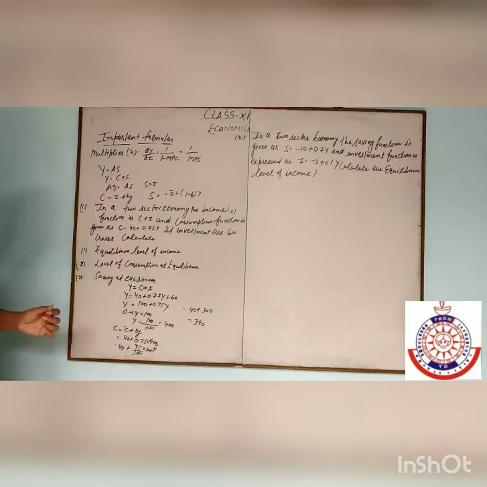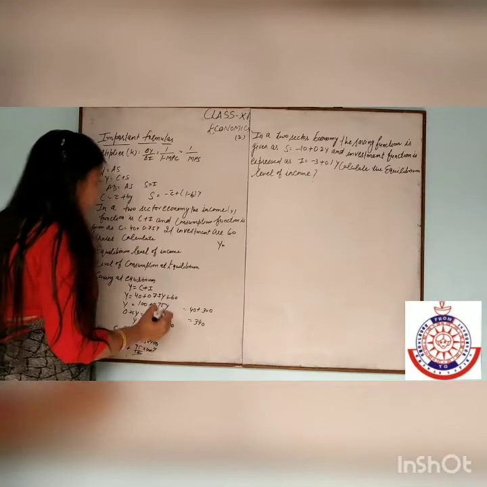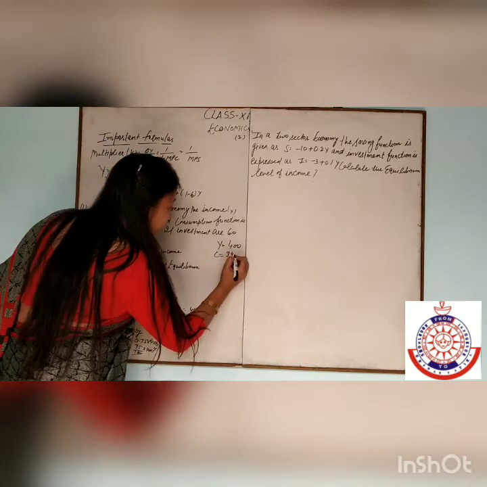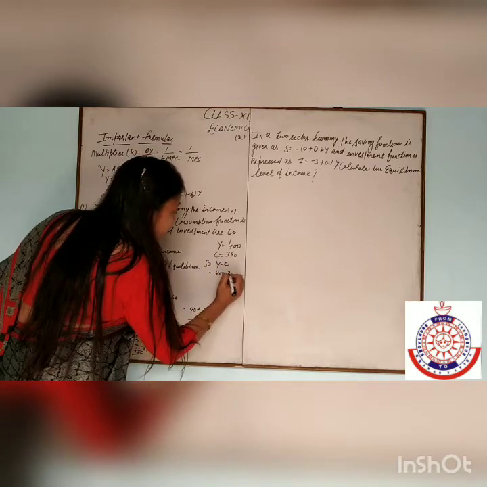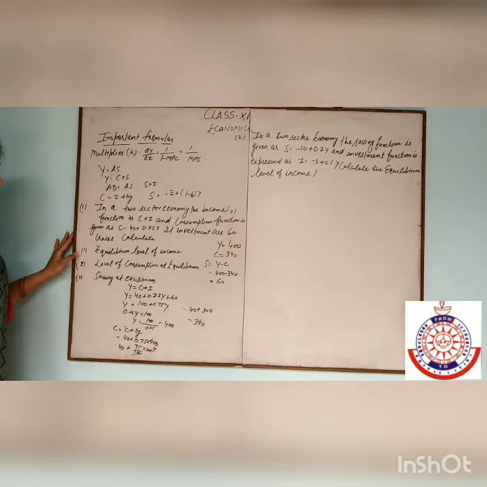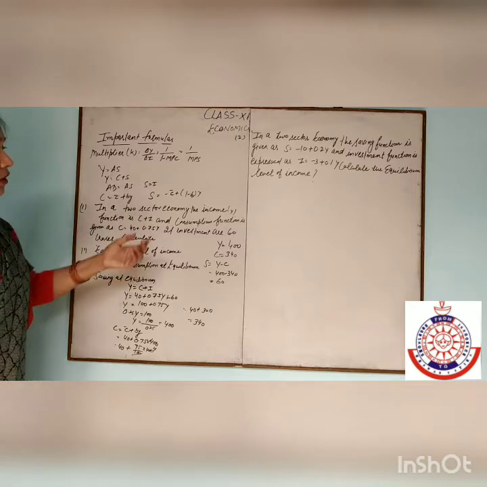Now what is saving? If income is 400 and consumption is 340, then saving is equal to Y minus C, that is equal to 60. Saving is equal to 60. So this is our question, how we can calculate the equilibrium level of income, consumption and the saving.